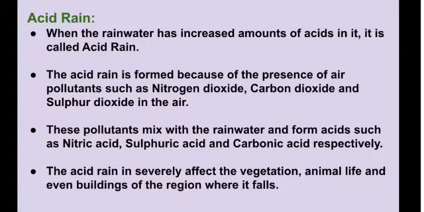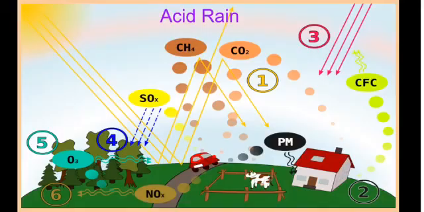Acid rain severely affects the vegetation, animal life and even buildings of the region where it falls. As you can see in the examples, some monuments get affected by acid rain because the color of the building changes due to it. Here you can see in the pictures, carbonic acid and sulfuric acid are falling in the form of rain and they will damage our buildings, our plants and our animals also. So acid rain is not good for us at all, right?